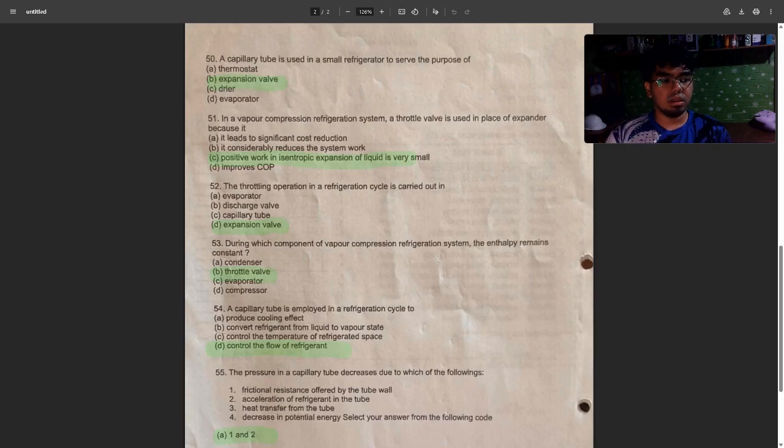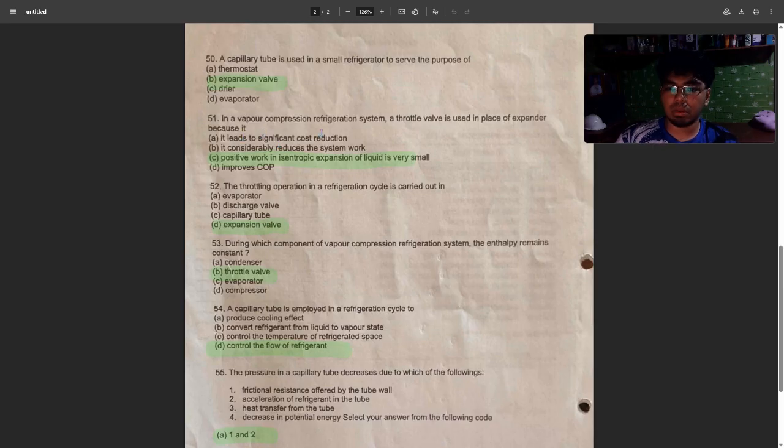Why? Since it reduces the pressure of a refrigerant before it enters the evaporator. It is commonly used in small refrigeration systems because it's simple and inexpensive. So B, expansion valve. Next, number 51, last sample problem for today.